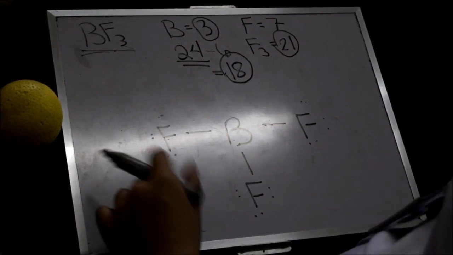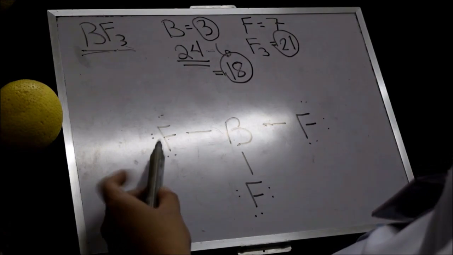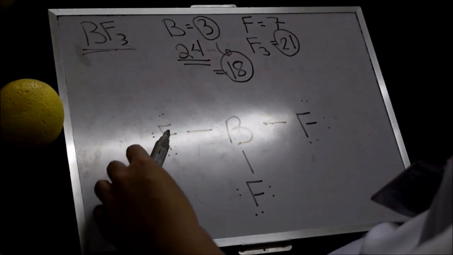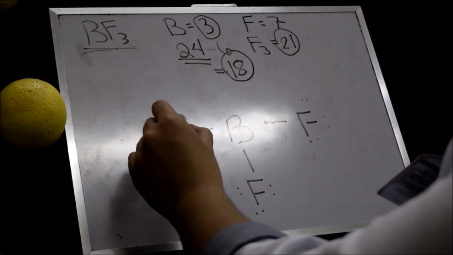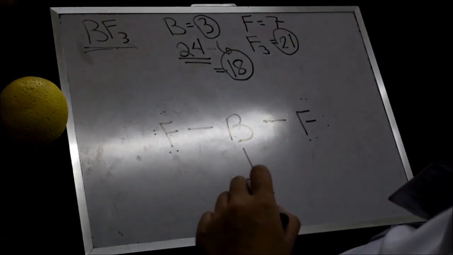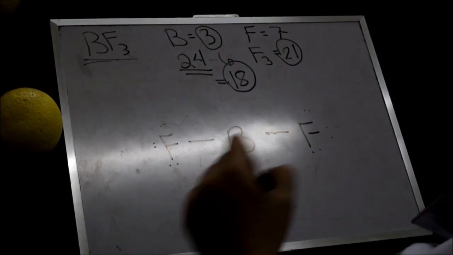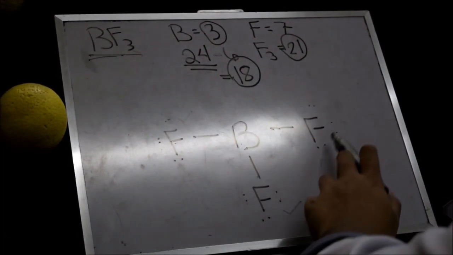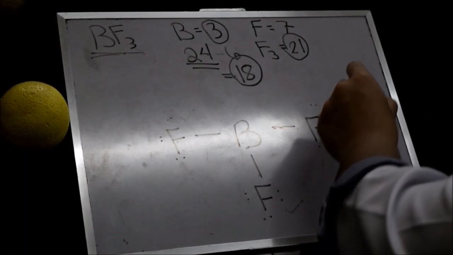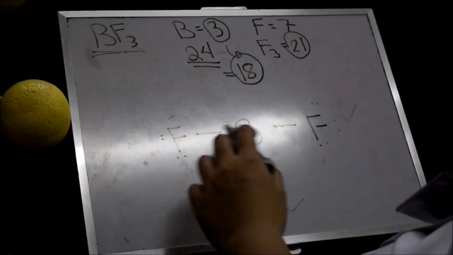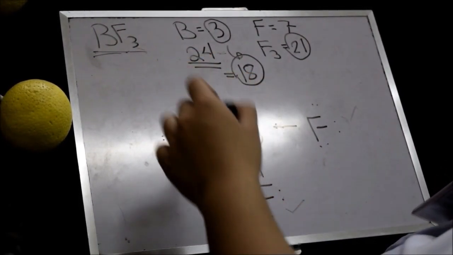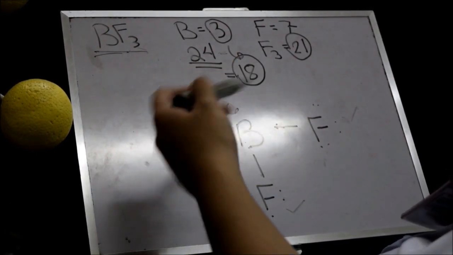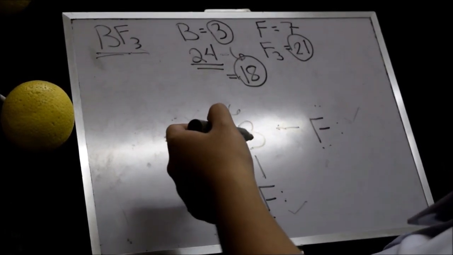And as we can see, all the atoms are now stable. Let's take the left fluorine. It has a total of 8 valence electrons, so it is stable. The bottom fluorine also has a total of 8 valence electrons, so it is stable. And finally, the right fluorine atom also has a total of 2, 4, 6, 8 valence electrons, so that is also stable. This is very important because in a model, every atom should be stable.